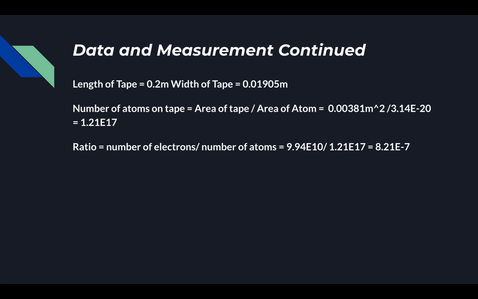So we also were able to find the number of atoms on the tape, and we just did this by solving for the area of the tape and the area of the atom. For the area of the atom, we just assumed that all atoms have the same length of 1 times 10 to the negative 10 meters, and we solved for area just using pi r squared. And then we found the number of atoms on the tape to be 1.21 times 10 to the 17th, and the ratio of number of electrons to number of atoms to be 8.21 times 10 to the negative 7th.